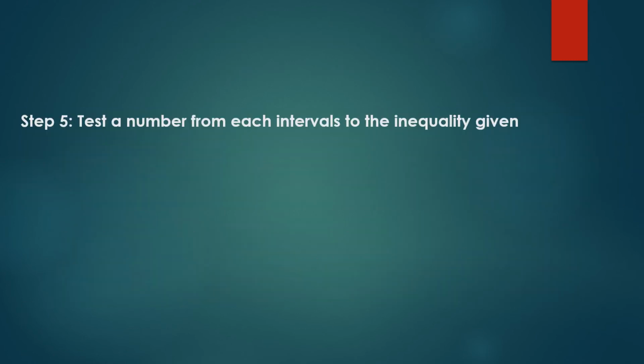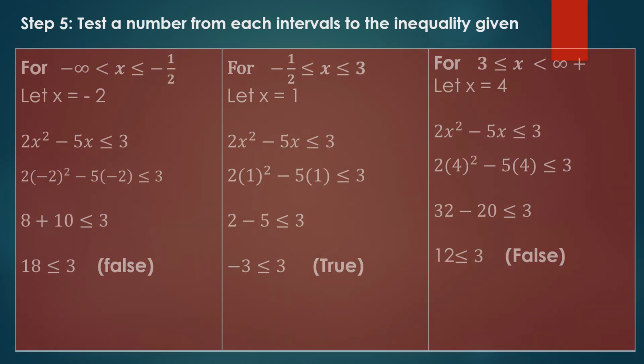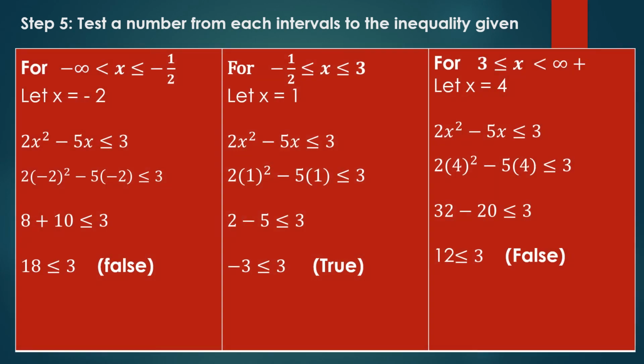After that, magte-test ka ngayon ng number. So, ito yun siya. Sa first interval, from negative infinity to negative 1/2. Ang ibig sabihin yan, dapat mas maliit kaysa sa negative 1/2. So, ang ginamit natin dito is negative 2. Since negative 2, yung lumabas is 18 is less than or equal to 3. Kung i-analyze mo, mas malaki ang 18 kaysa sa 3. So, that means, false yan siya. Hindi yan sagot.